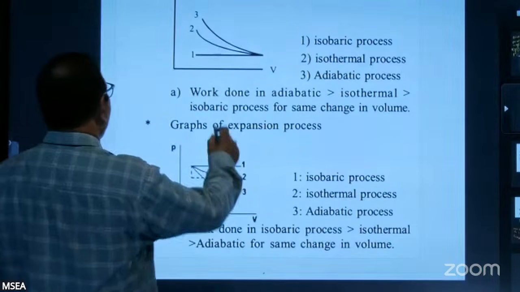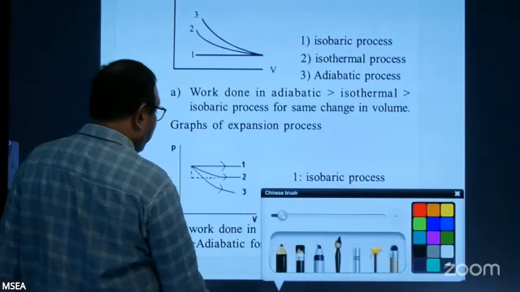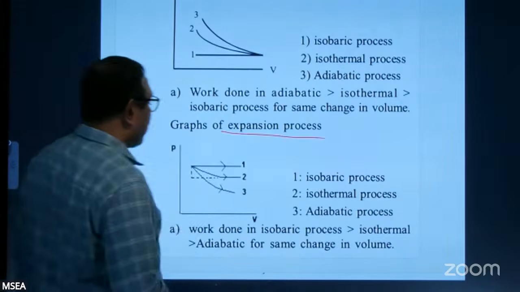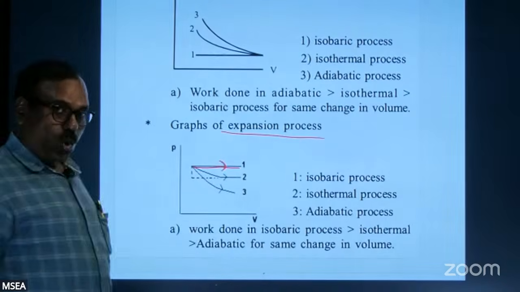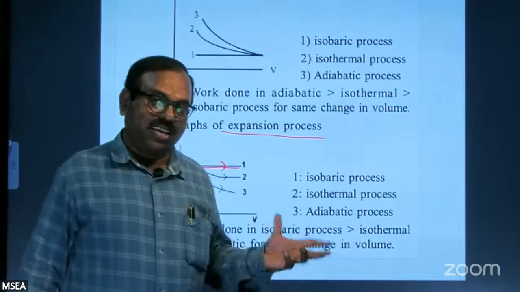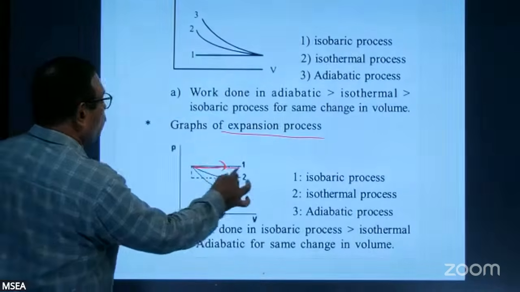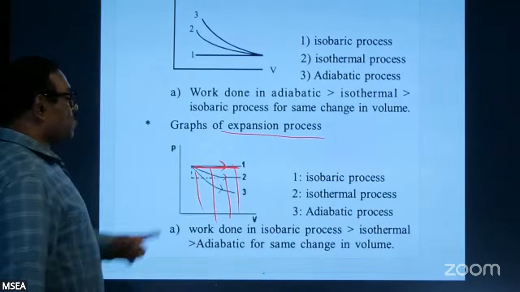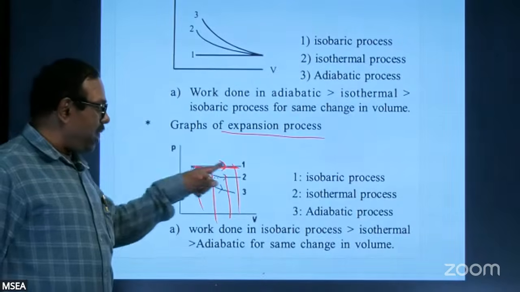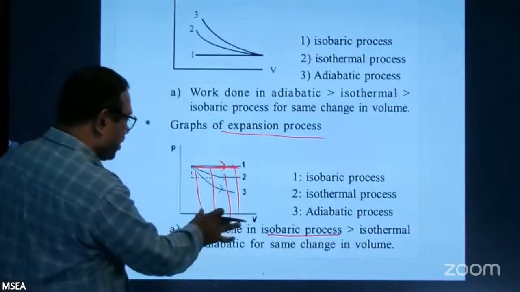Now we come to expansion. Let us take the expansion graph. In the previous slide I told you the area of PV graph gives work done. Therefore, this area gives work done. This complete area, so whose work done is more? This is isobaric. Isobaric work done is more.